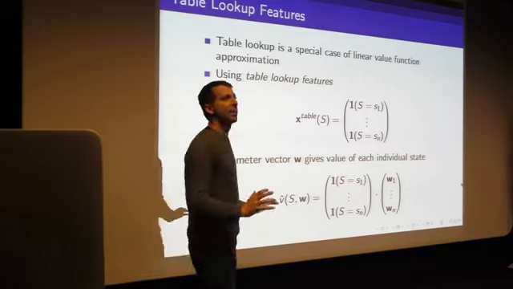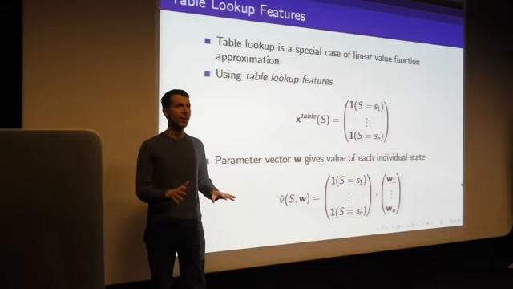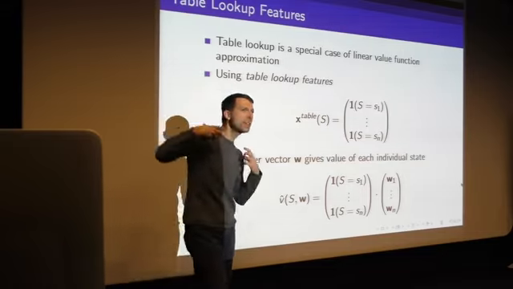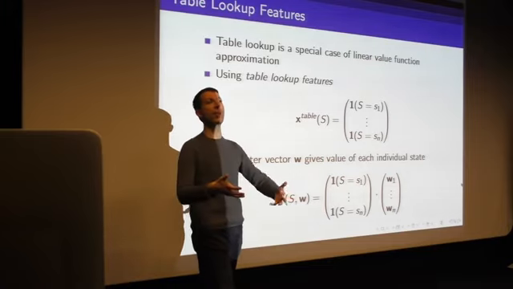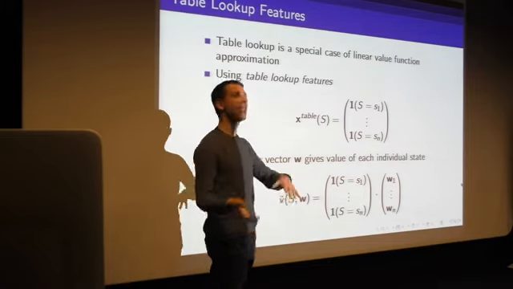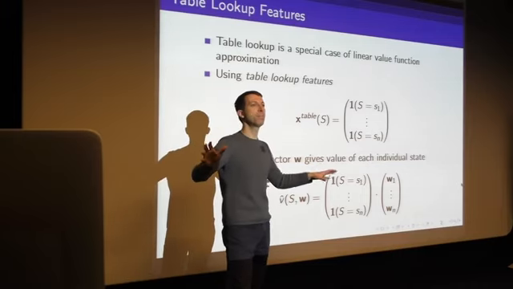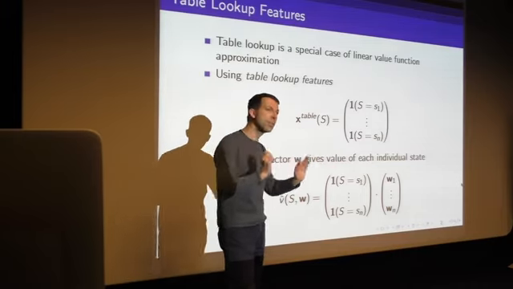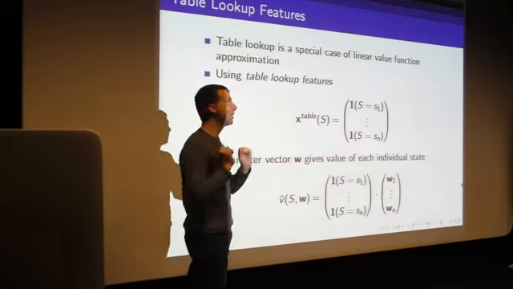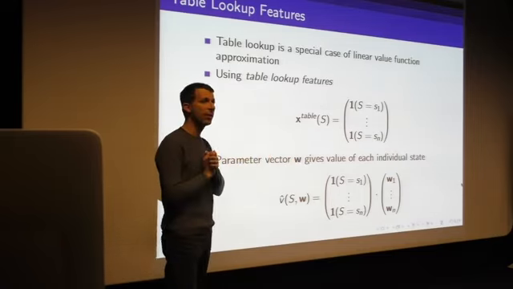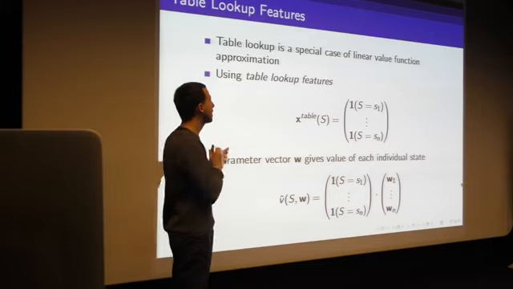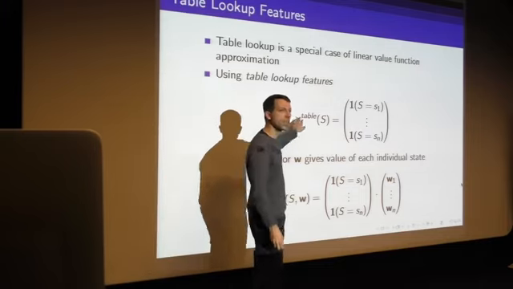I want to connect what we've just talked about with the previous classes. So I really don't want you to have the feeling that, oh, now we're talking about value function approximation, and in the last class we were talking about table lookup, and these are two totally different classes of algorithm. They're the same. Table lookup is a special case of linear function approximation. And we can see that by defining some special features.